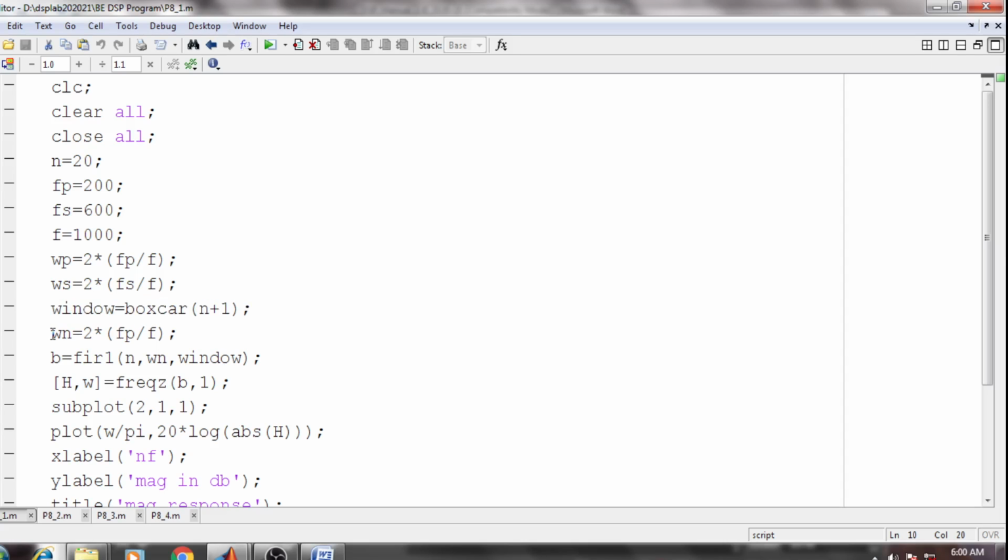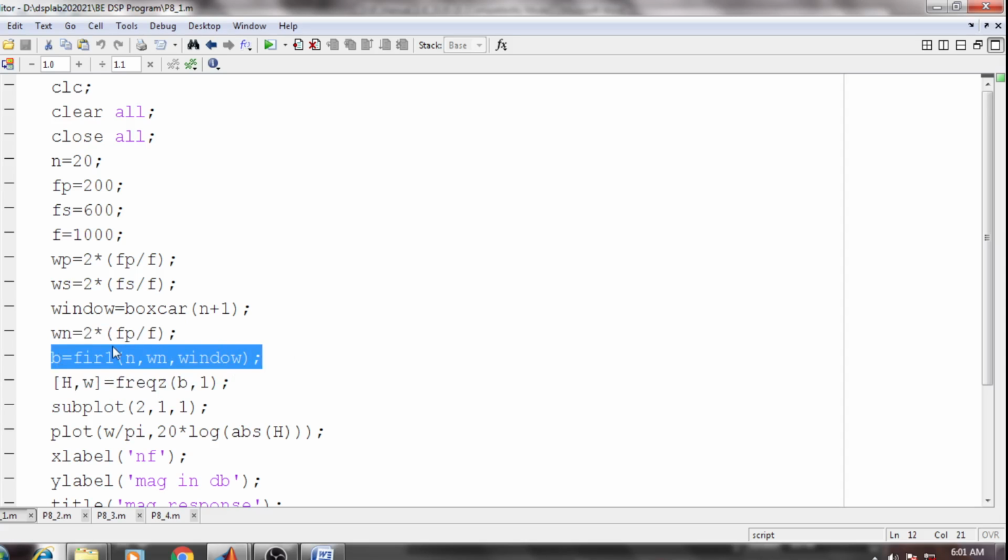Similarly, here omega n is a frequency. Okay, it is calculated with the help of this 2 into fp by m. Now n is known, omega n is known, and windowing is known, so that's why we will go for the FIR filter design.